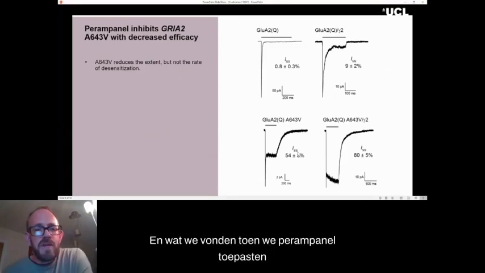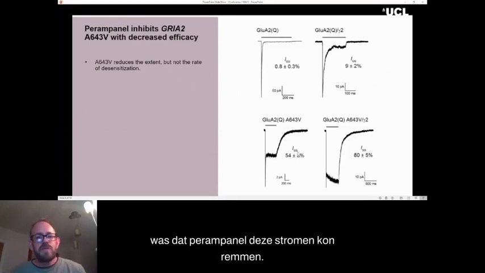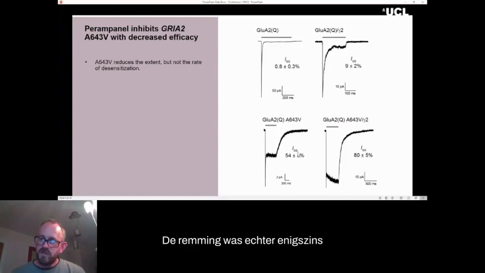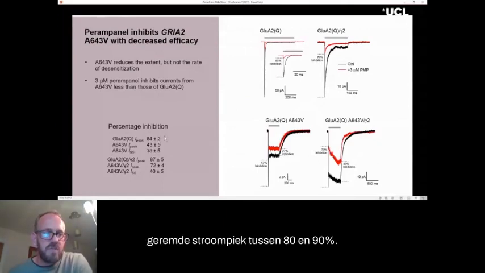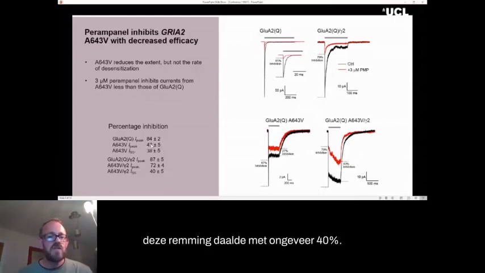What we found when we applied perampanel was that perampanel could inhibit these currents. However, the inhibition was somewhat modulated and somewhat less. For the wild type receptor, a concentration of 3 micromolar perampanel inhibited currents by between 80 and 90%. However, for the variant, this inhibition was down around 40%.